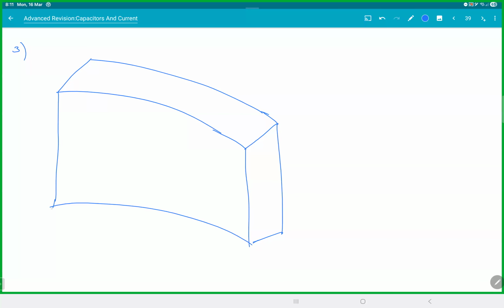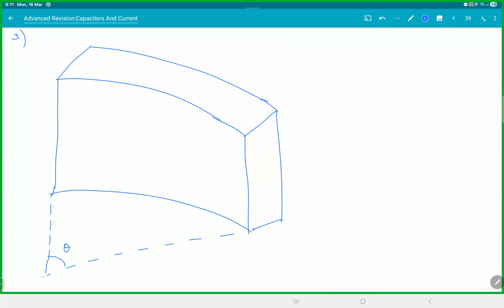We have a shape like this. This was theta. This is radius A. This is D. Again, A is much greater than D from the fringe effects. This is length L. This is angle theta. So the terminals are connected here. This is A and this is B.